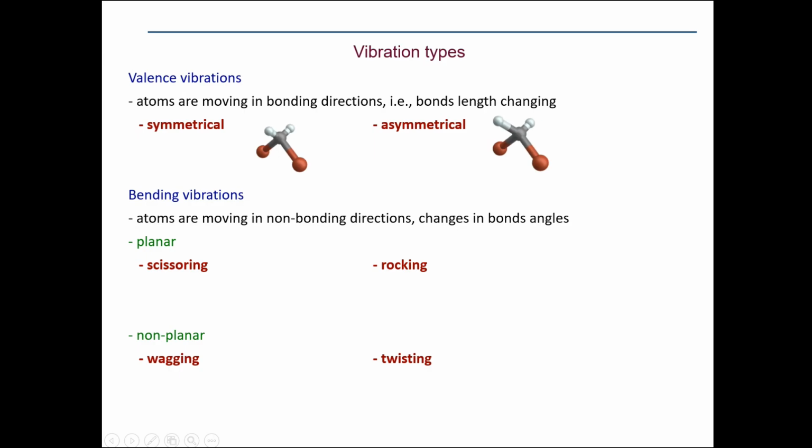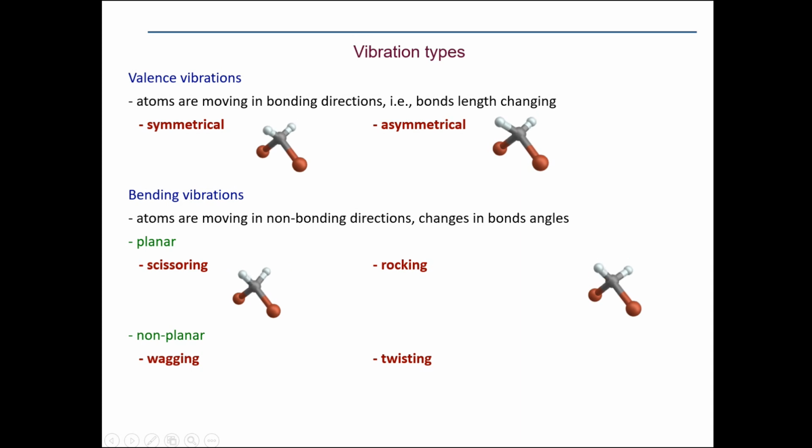Here we have, once again, a division into two different options. The first of them is planar or non-planar. It depends on whether we have a plane where the movement is performed or not. First of all is scissoring. It really reminds of scissors working. And the second one is rocking. These are two types of vibrations which are called planar, because you may see one plane.